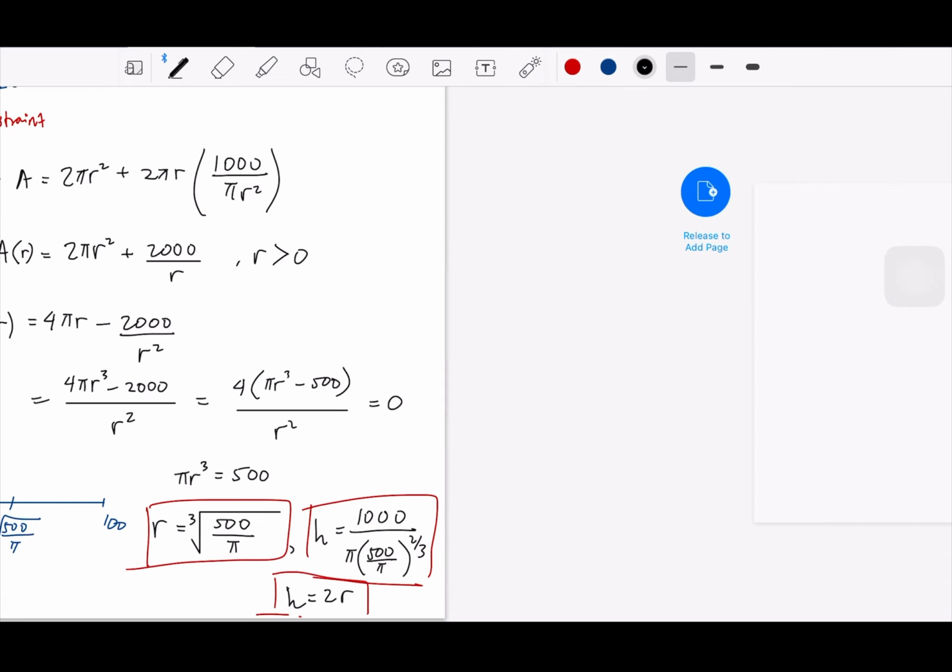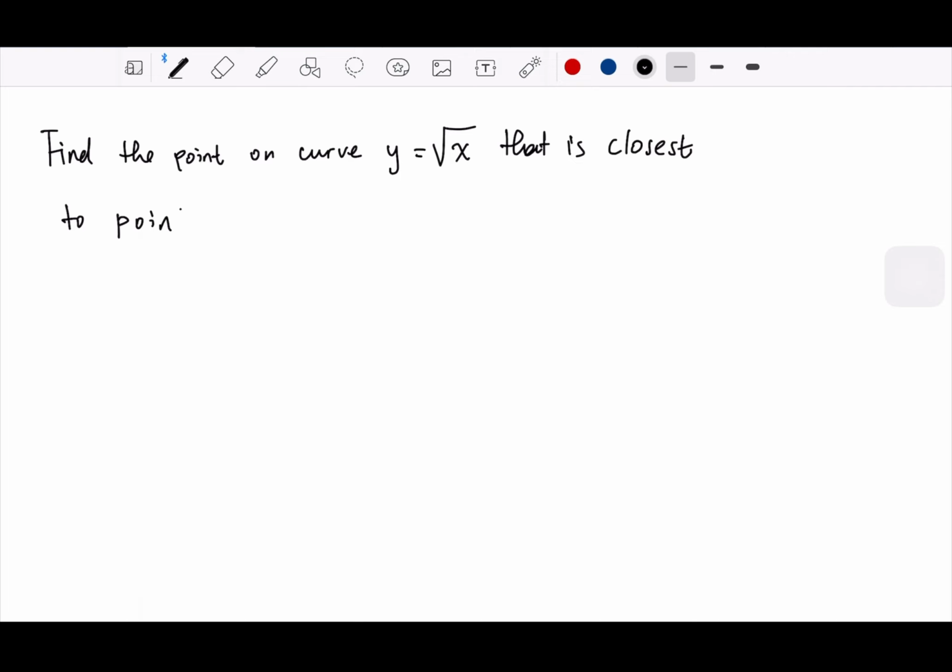Okay, let me give you, I think, one more example. Find the point on the curve y equal square root of x that is closest to the point (3, 0).